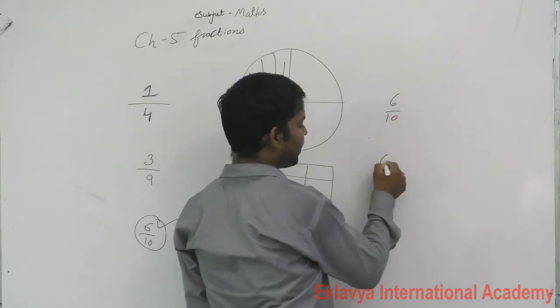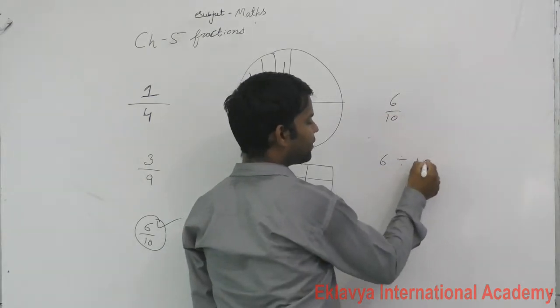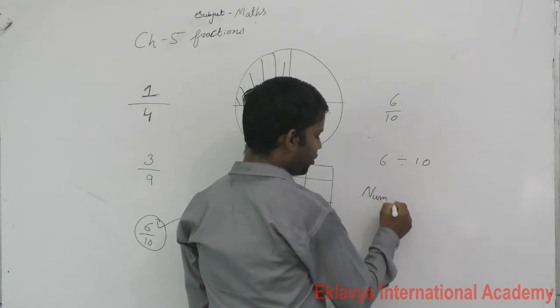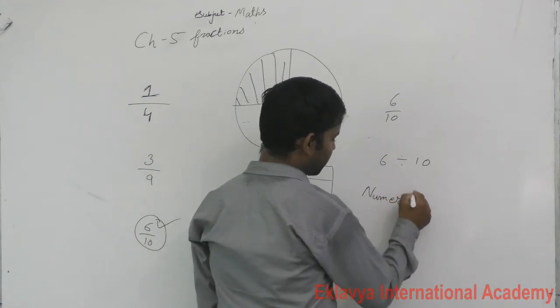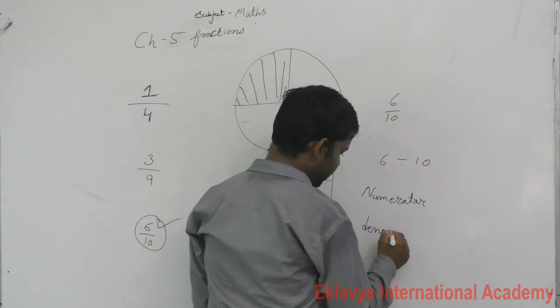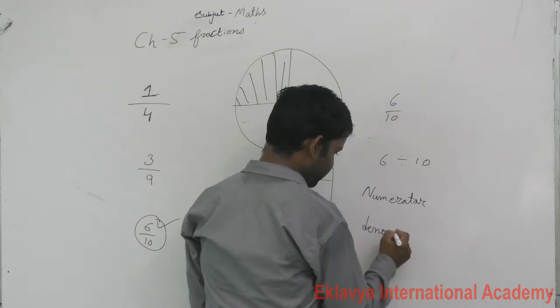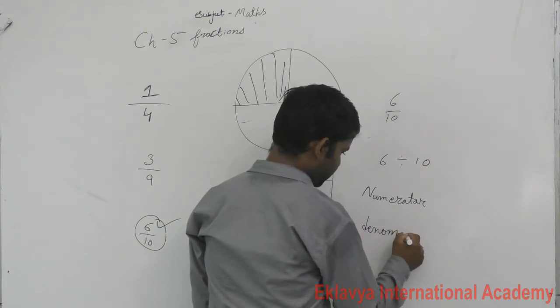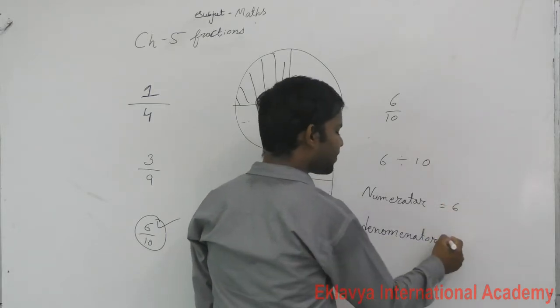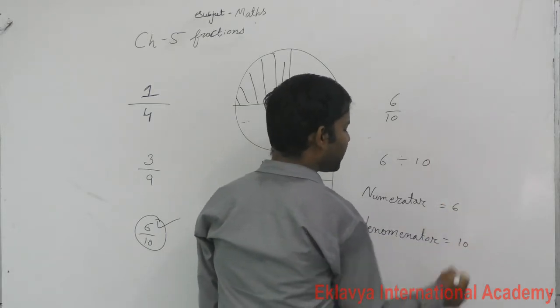We can write it as 6 divided by 10. And here we have 2 parts, numerator and denominator. Numerator is 6 and denominator is 10.